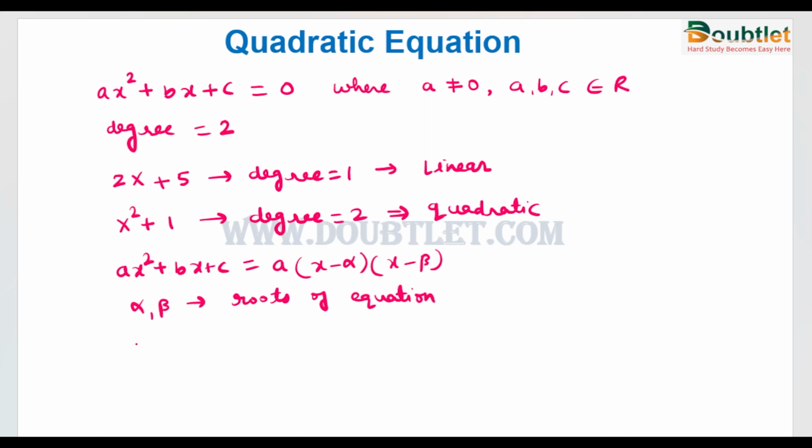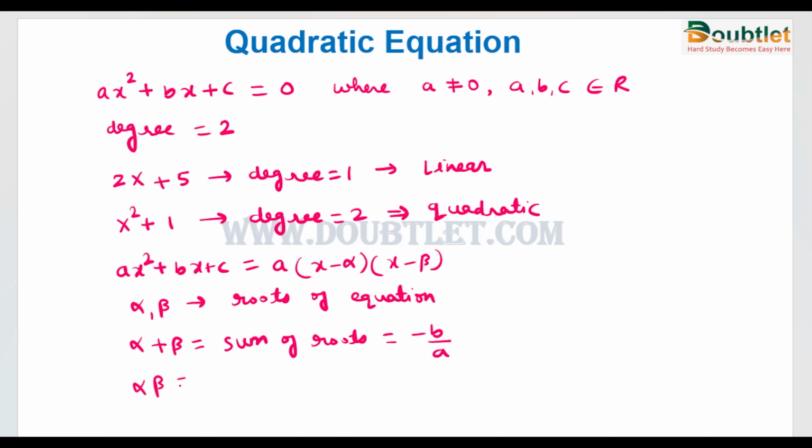Now there is a specific relationship between these two roots and the coefficients of the quadratic equation. Suppose we find the sum of the roots, then we can write this as minus b divided by a. It means minus the coefficient of x divided by the coefficient of x square. So this is the relationship between the sum of roots and the coefficients of a quadratic equation.